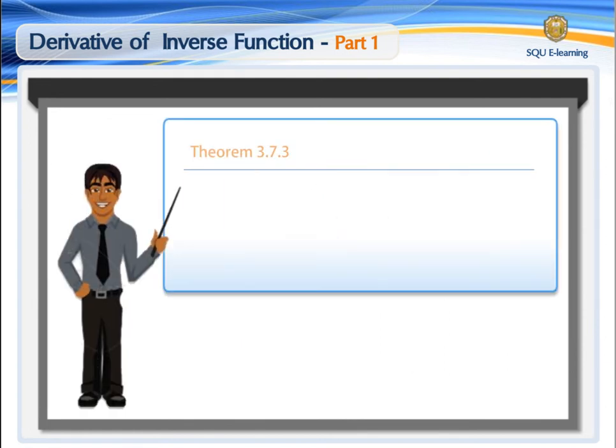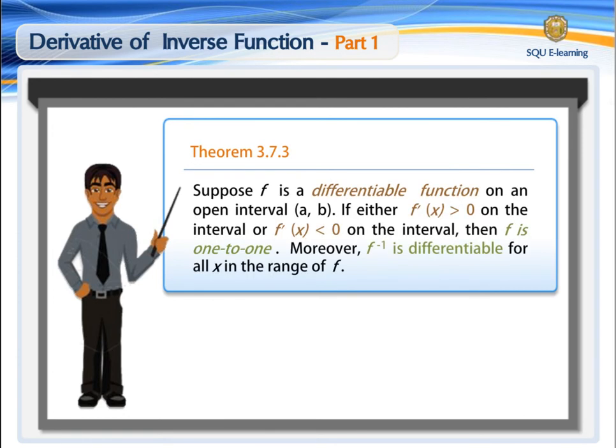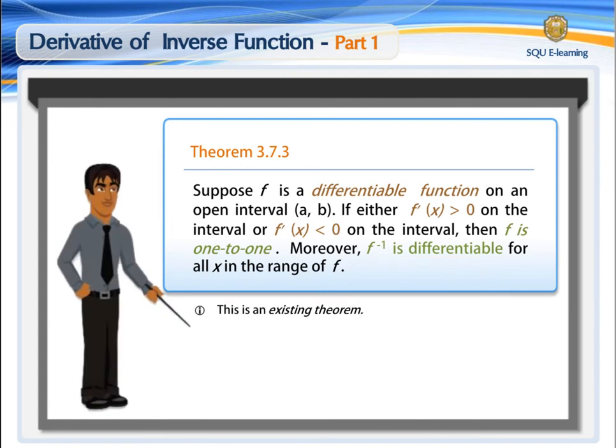Now, Theorem 3.7.3 says: suppose f is a differentiable function on an open interval (a, b). If the derivative is positive all the time on the interval, that means your function is increasing, or negative all the time on the interval, that means your function is decreasing. Then f is a one-to-one function, that means the inverse function exists. Moreover, f inverse is differentiable for all x in the range of f. This is an existence theorem because it tells you when to expect your f inverse to exist.